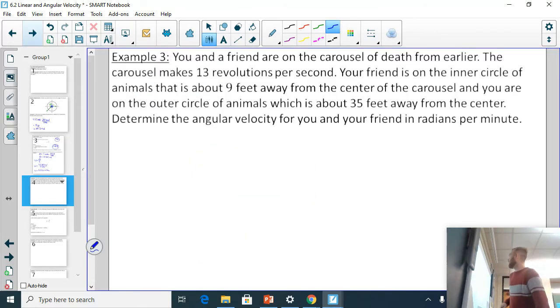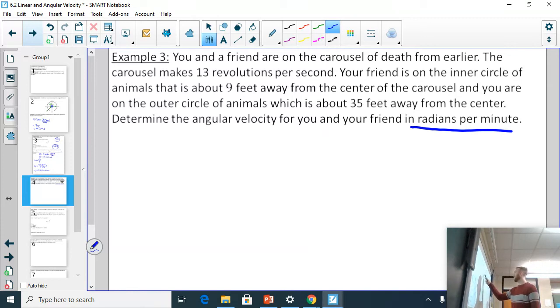So moving on, say you and a friend are on the carousel of death from earlier. The carousel makes 13 revolutions per second. Your friend is on the inner circle of animals about 9 feet away, and you are on the outer circle, which is about 35 feet away from the center. Determine the angular velocity for you and your friend in radians per minute.